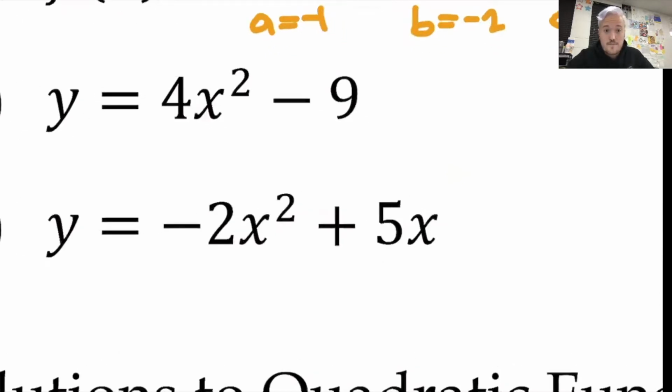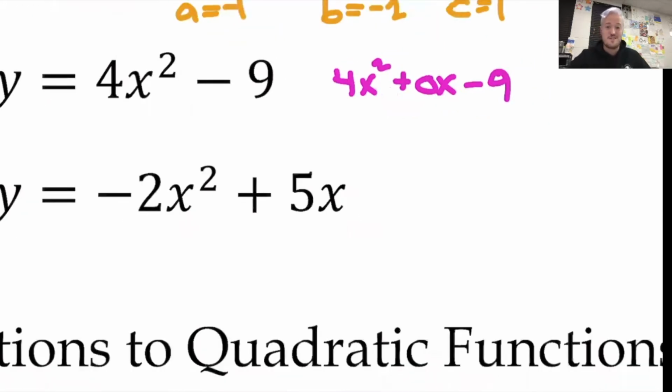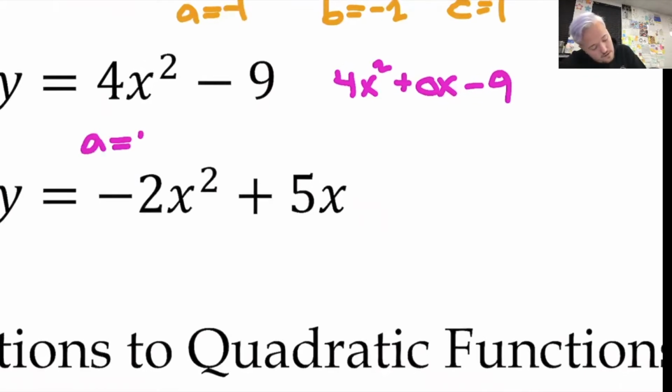So moving on. We have y equals 4x squared minus 9. Notice how this one only has 2 terms, whereas standard form has 3. That means we're missing one of these terms. Notice how we don't have an x value. So I'm going to rewrite this as 4x squared plus 0x minus 9. Now you can probably see what the actual ABC values are. You have to pay attention here because this gets people every time. Your a value here is 4, your b value here is 0, and your c value here is negative 9.